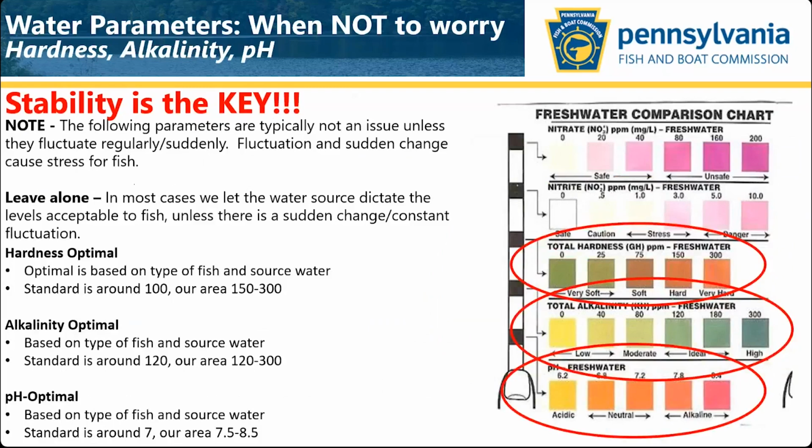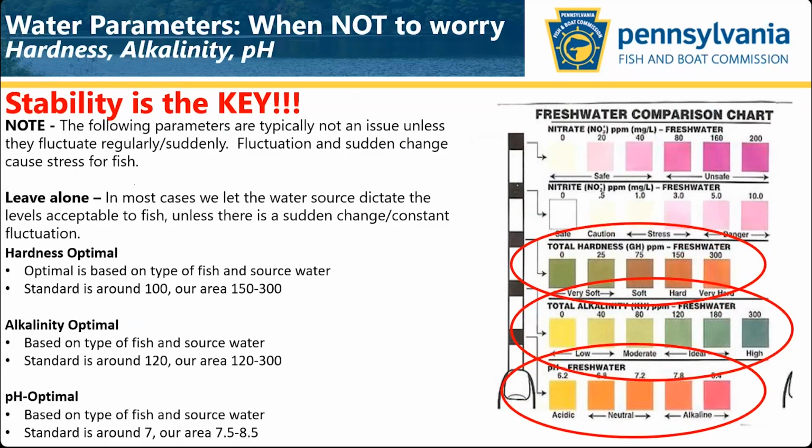So on this one, we're going to talk about the other parameters that may cause an issue, or you think may cause an issue, which is going to be hardness, alkalinity, and your pH. Your hardness varies throughout the whole state. Most of the areas are anywhere from 150 to 300. That should be based off your source water, another reason why we want to test your source water right at the beginning.